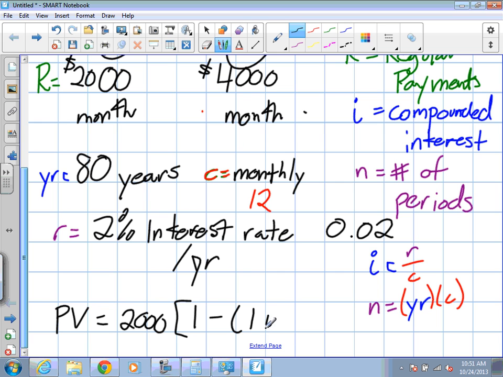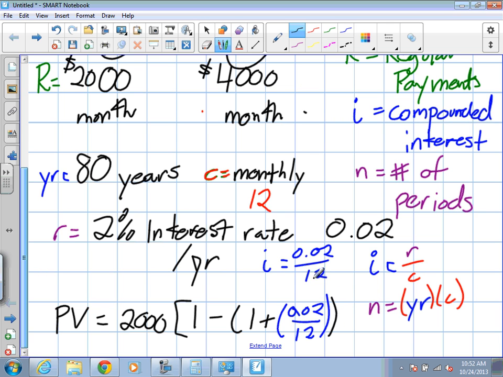Now we have to calculate I. We'll do that on the side. I is equal to 0.02 divided by 12. That's going to give us a decimal number. So for now, I'm going to leave it as a fraction. We'll calculate that in a second. We'll figure that out too.